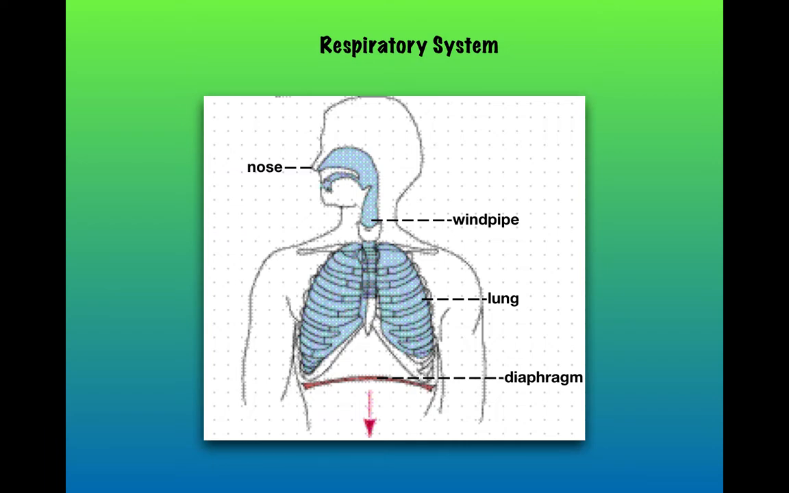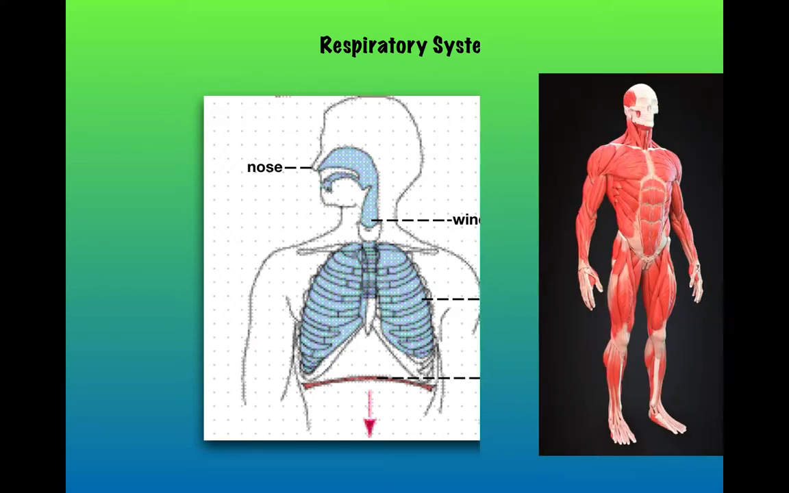Diaphragm is dome shaped. It is a muscle involved in respiration. It is present below the heart and the lungs, and it contracts continually during the process of taking in oxygen and giving out carbon dioxide. So its action is involuntary action. Let us see the next system.